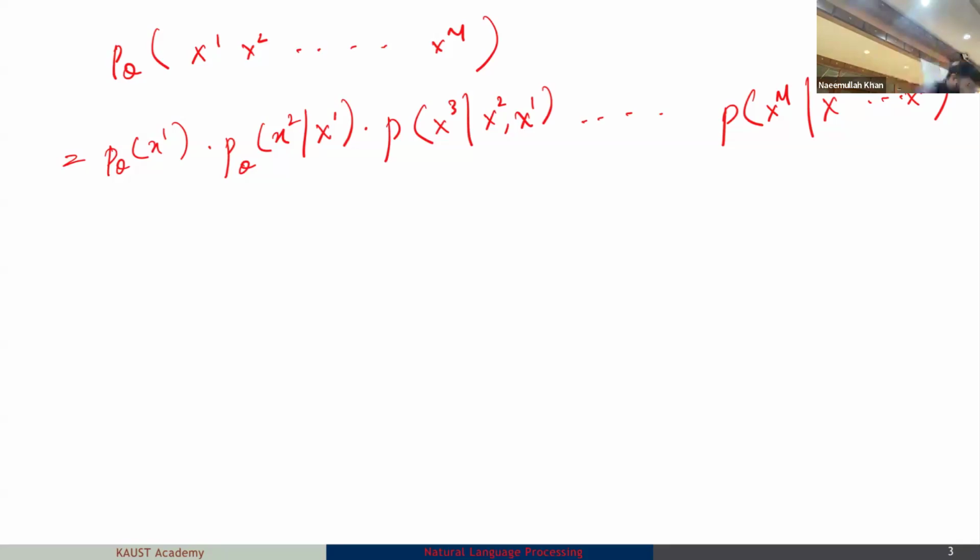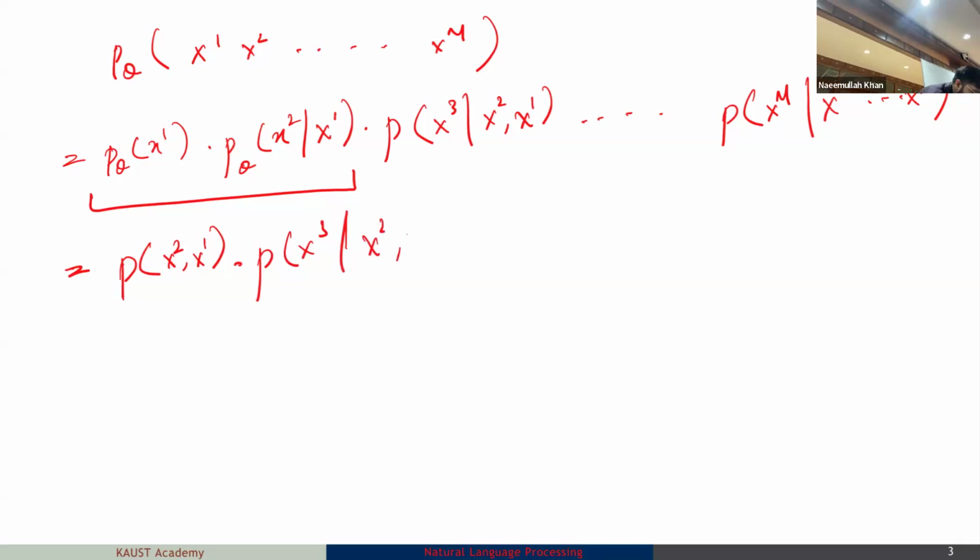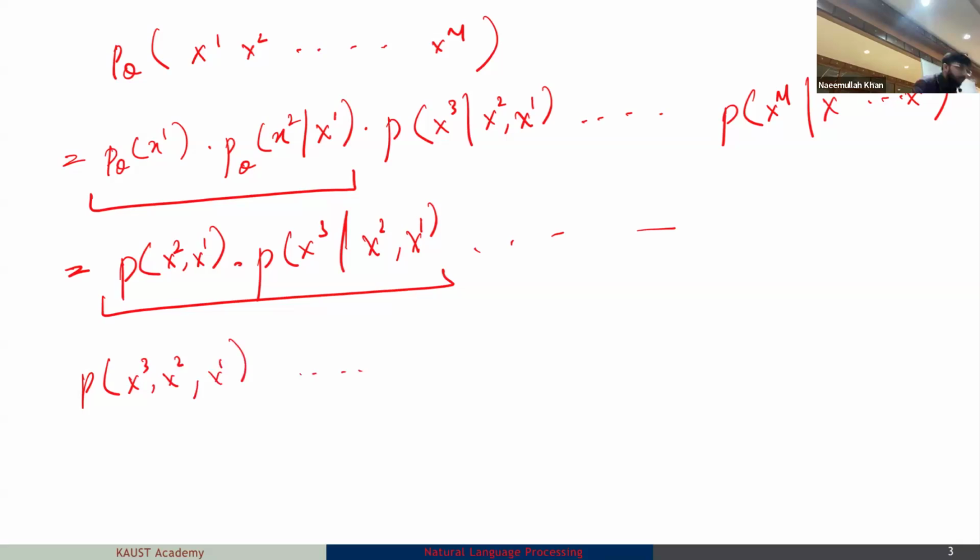Okay. So if I do this product, using Bayes theorem, this would become probability of x2, x1. This thing would become probability of x3, x2, x1. And then you can iteratively apply it until you can say that this would indeed be probability of x1 to xn. So now I have simplified the task of language generation into a task of next token generation, conditioned on the previous tokens. This is the core simplifying assumption that allows us to do language modeling.